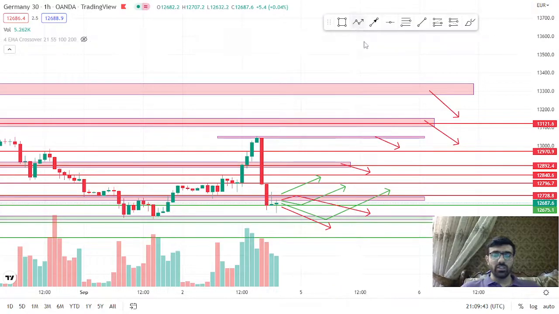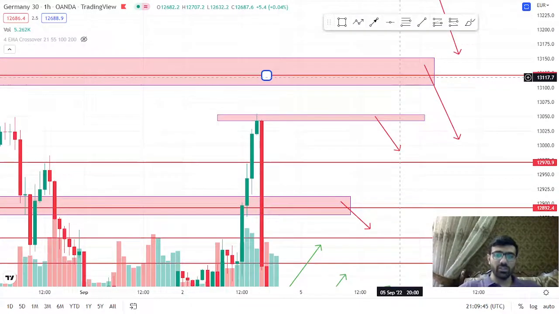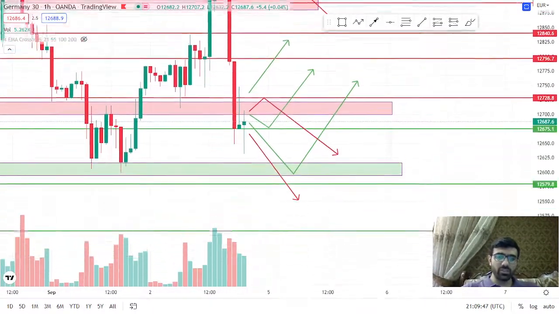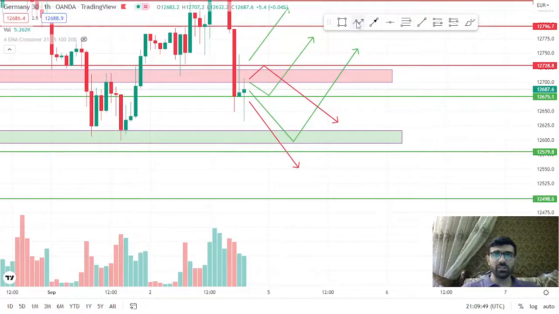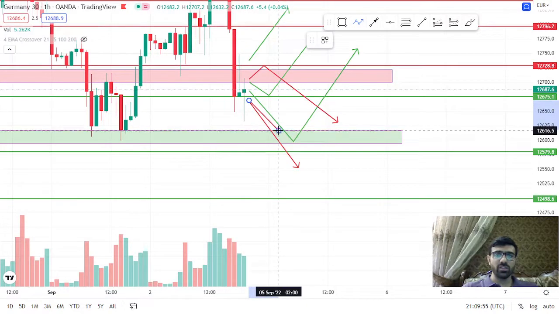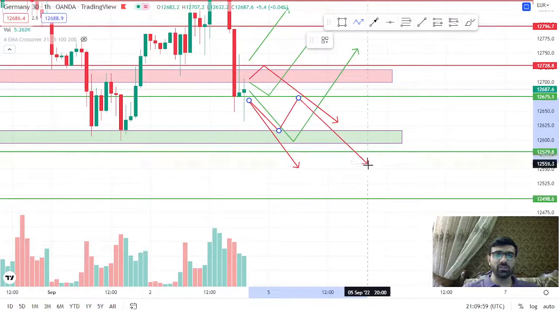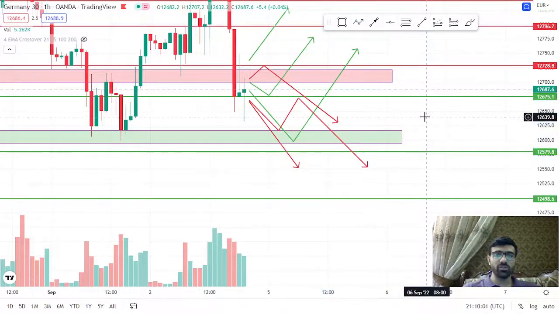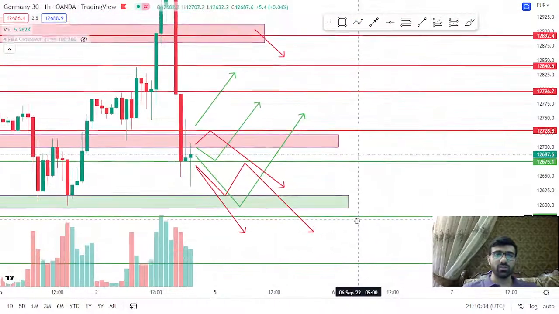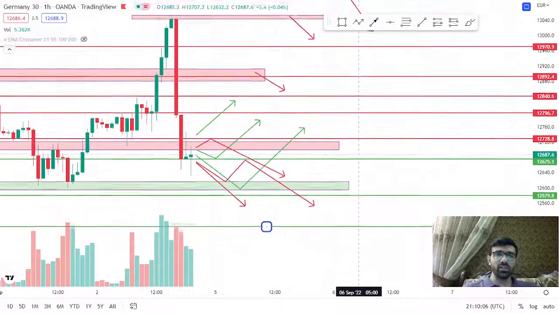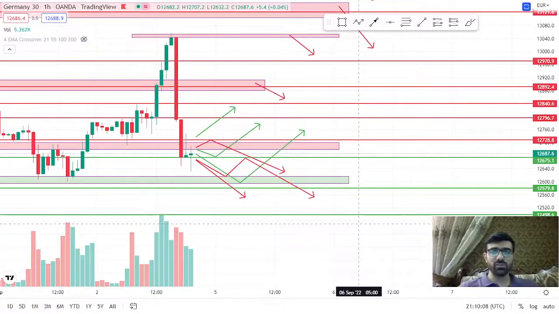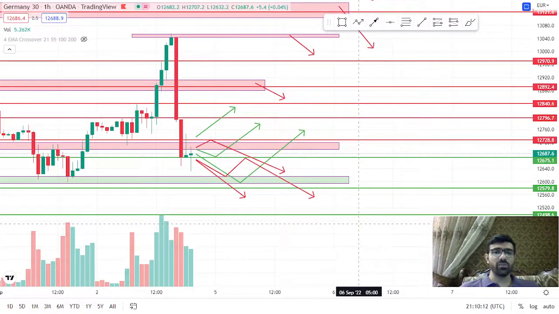Okay, and another wonderful selling opportunity that can come is that the market closes below this area, and then the market respects this area, and then once again the market closes below this area, then maybe we can go short from here as well. Okay, so just be vigilant and keep an eye out on what the market is going to do tomorrow with us in this pair, and do not miss any profitable trade.